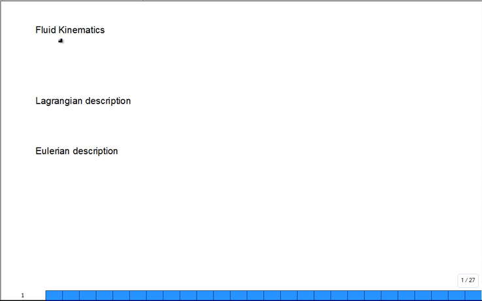So what is kinematics? In fluids, we study kinematics. It's the study of motion without considering the forces or the moments that cause that motion. It's just the study of the motion itself. Then we're going to have two great descriptions: the Lagrangian or the Eulerian description of fluids.